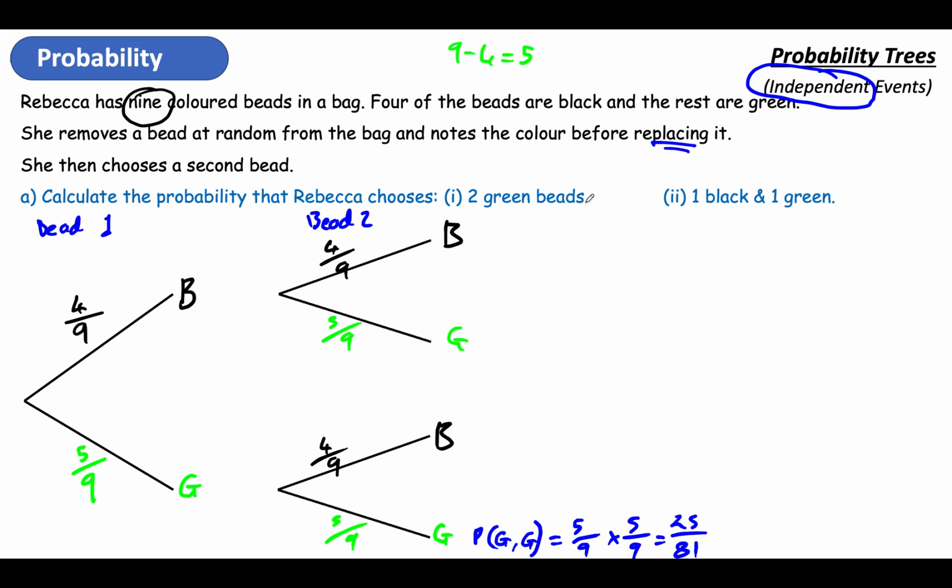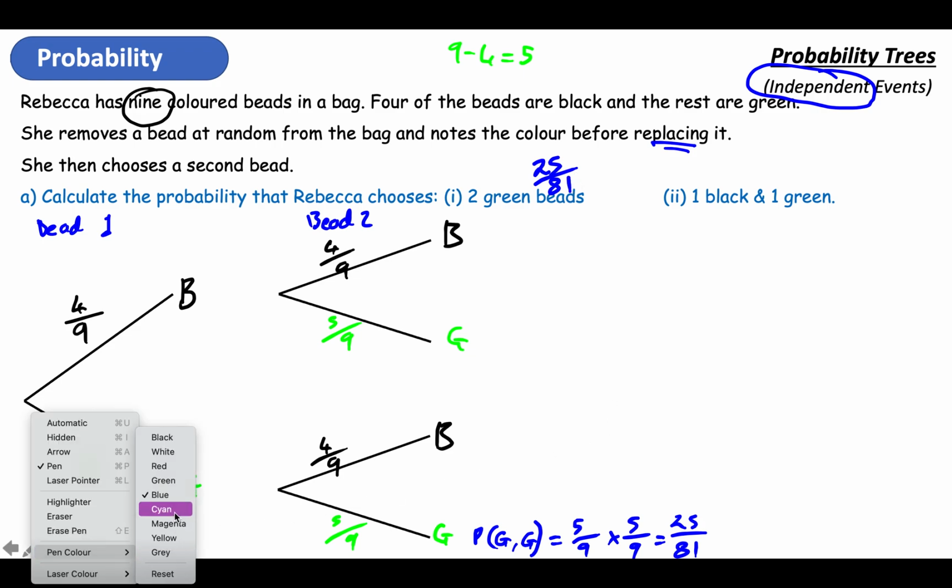Okay, so the probability of 2 green beads is just that. There's only one option for 2 green beads, and that's it. Let's just change colour and let's go to red.